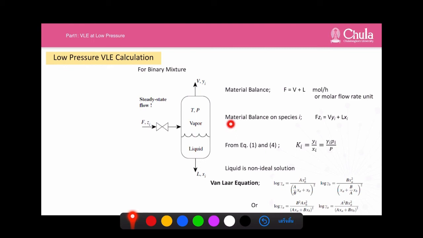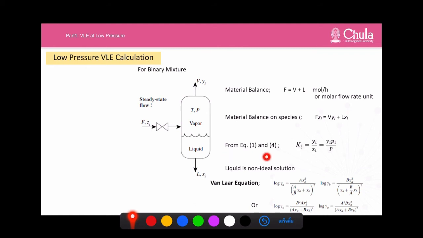Okay, so the next thing is species balance. We consider component i. For mole fraction, we represent the mole fraction of component i in the feed stream as z. So zi equals V yi plus L xi. This is a balance for component i, species i.